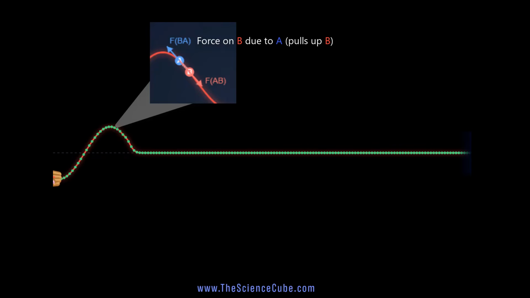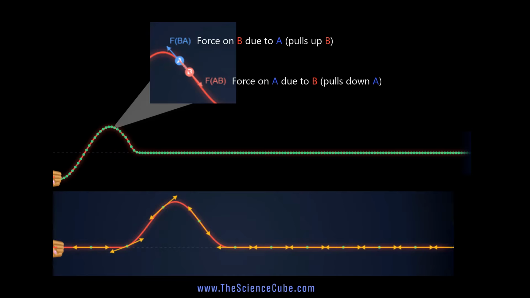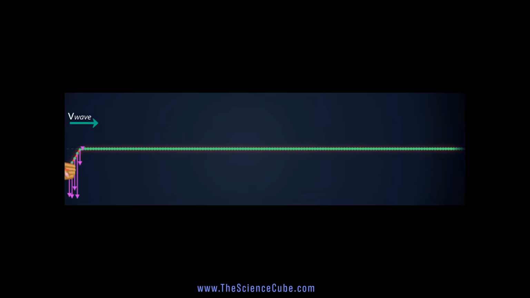But crucially, Newton's third law kicks in here. Forces always come in pairs. As the first section pulls the second one up, the second section pulls the first one down. That is the red arrow you see. So the blue force ensures the wave propagates forward by raising the next bead, while the red force ensures the previous bead is pulled back down toward equilibrium. This handoff happens continuously, atom by atom, down the entire length of the string. That is why the shape moves forward at velocity v, but the material just bobs up and down.